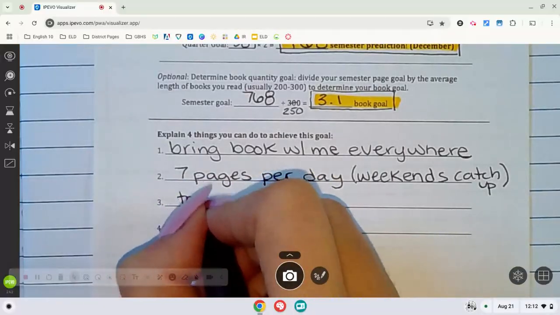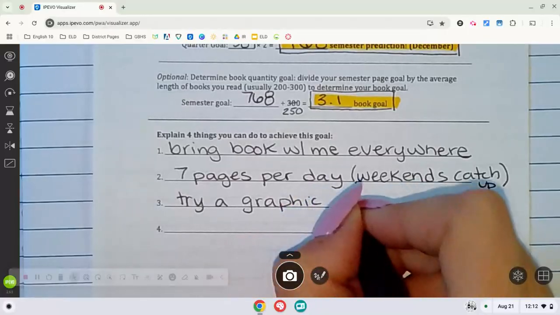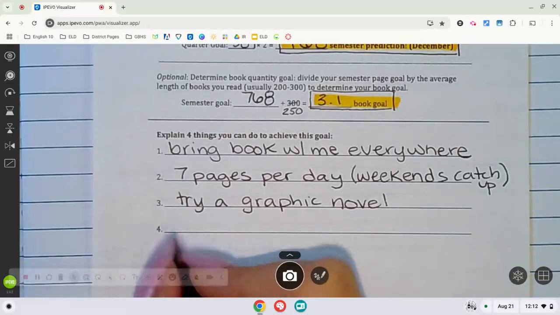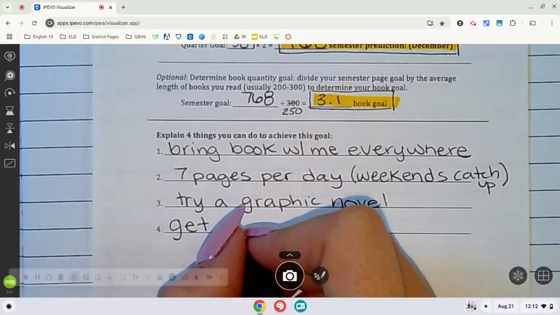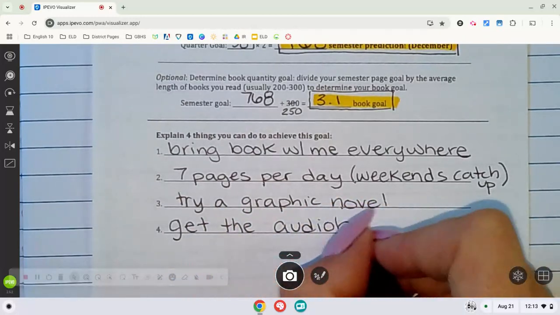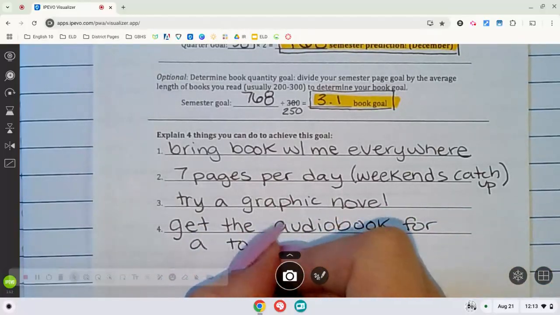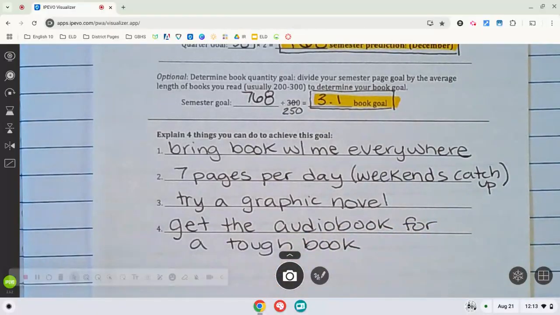Maybe you want to try a graphic novel. Maybe that's something that has been interesting to you. It's maybe out of your wheelhouse, or maybe seems a little bit easier. And then maybe the book I'm reading right now is kind of tough. Maybe I want to get the audio to follow along with. Okay, there's all different things that you can do. Maybe you get an ebook so that it's on your phone and you can do it whenever.